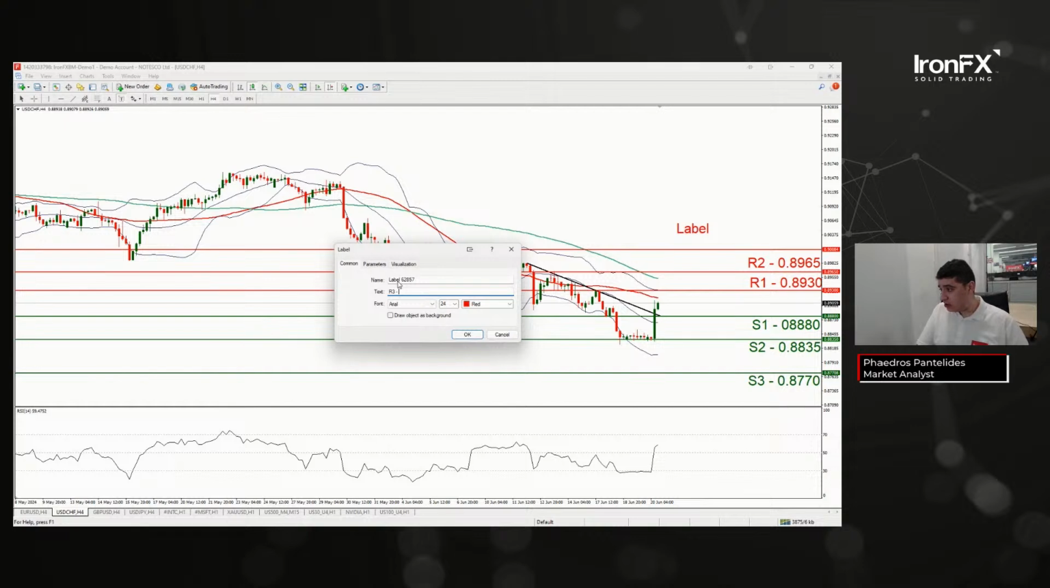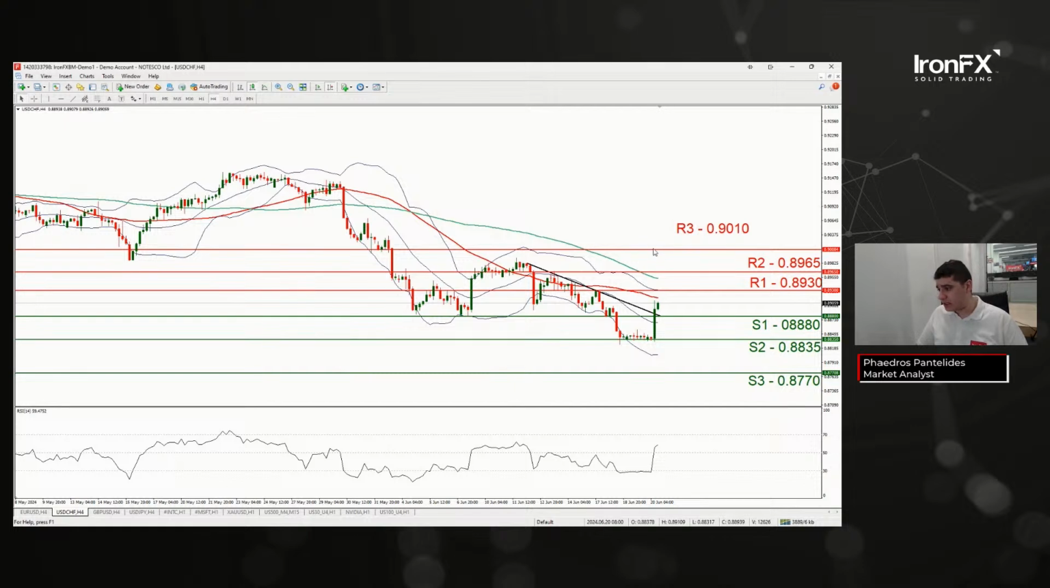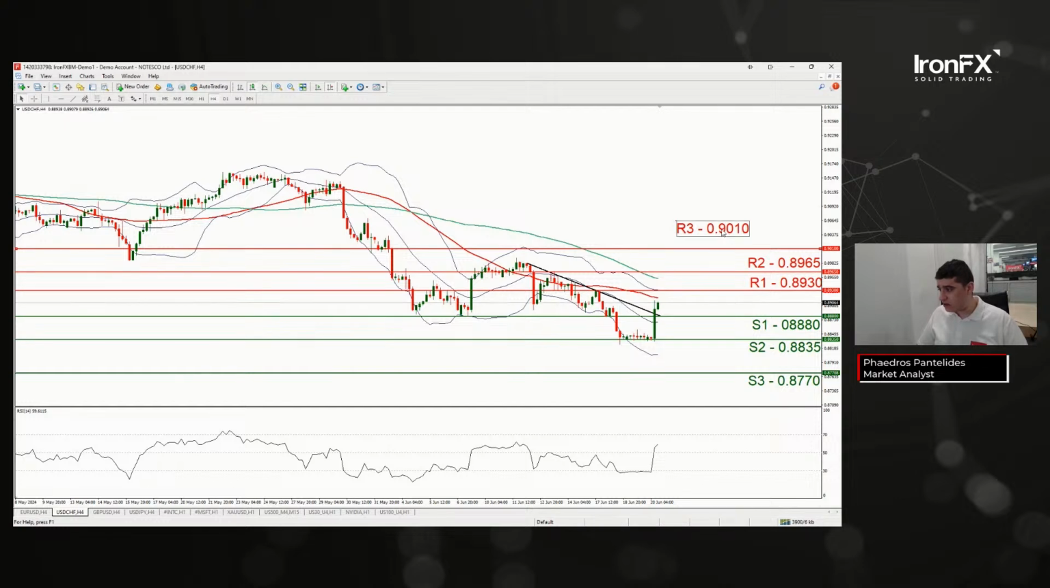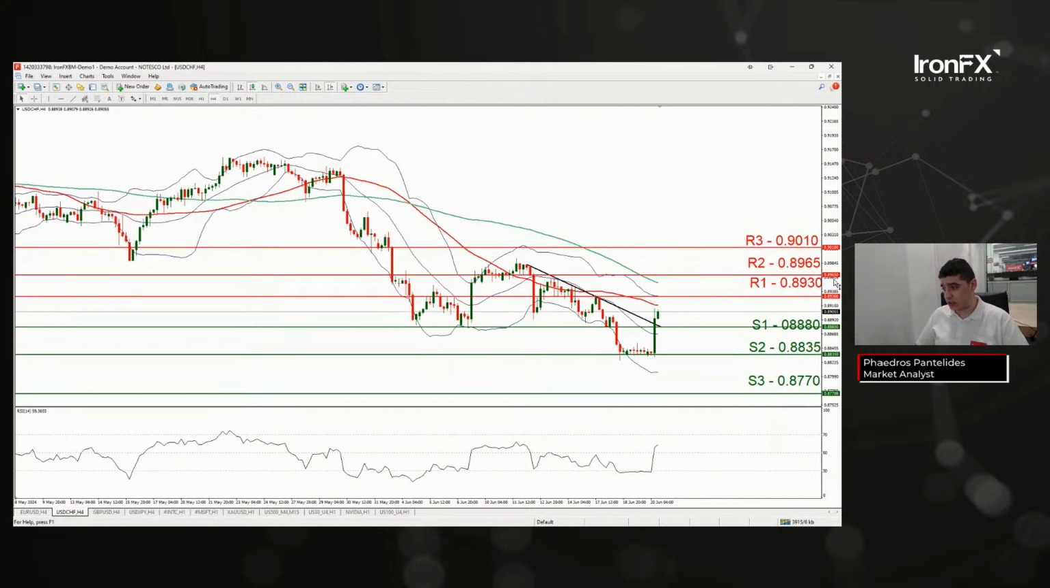For our R3, 0.9010, we'll be rounding this resistance line slightly higher. So 0.9. Is it still valid? Yes, it is. So this is a valid resistance line. So these are my resistance and support lines.